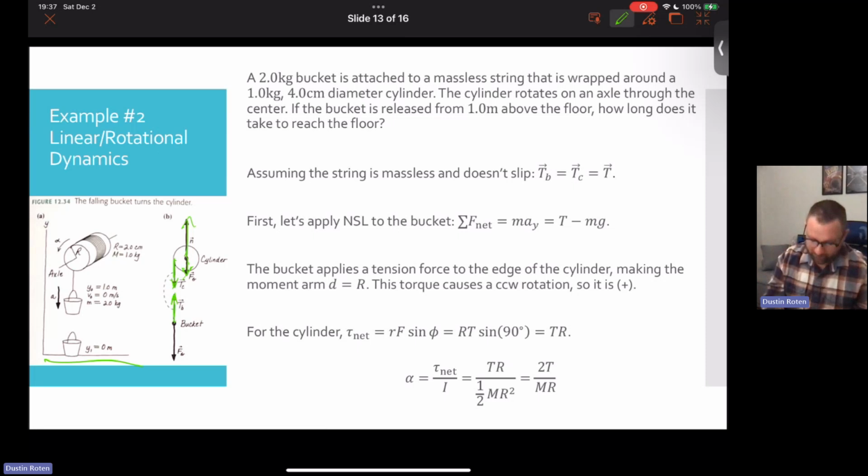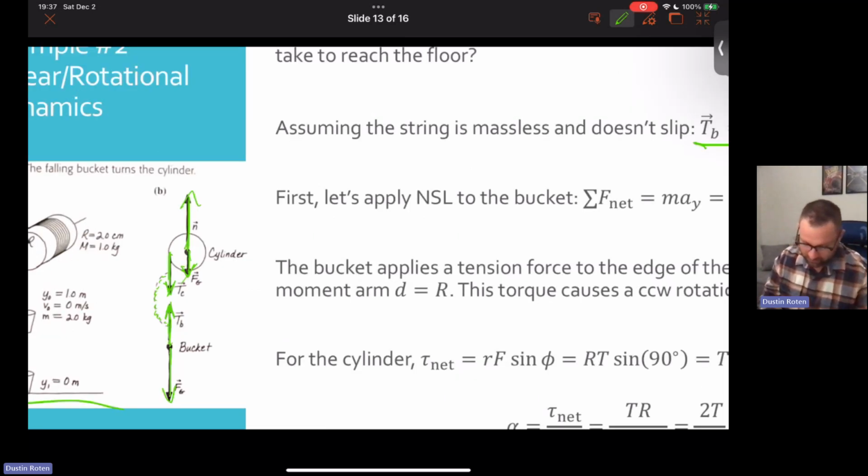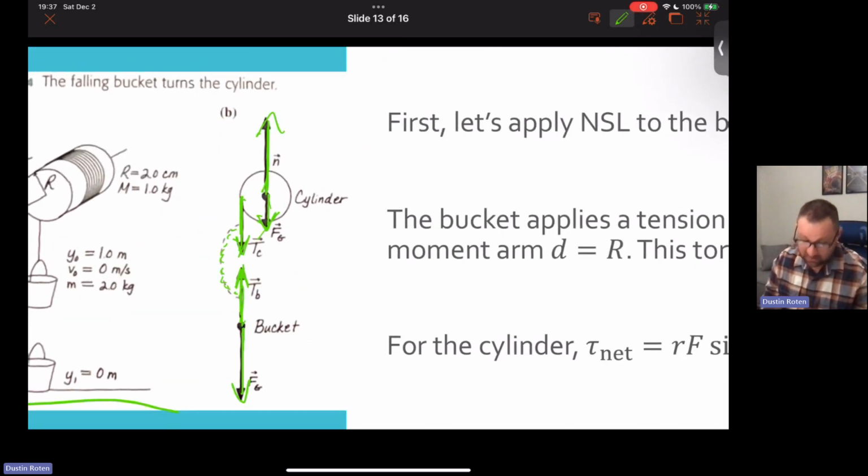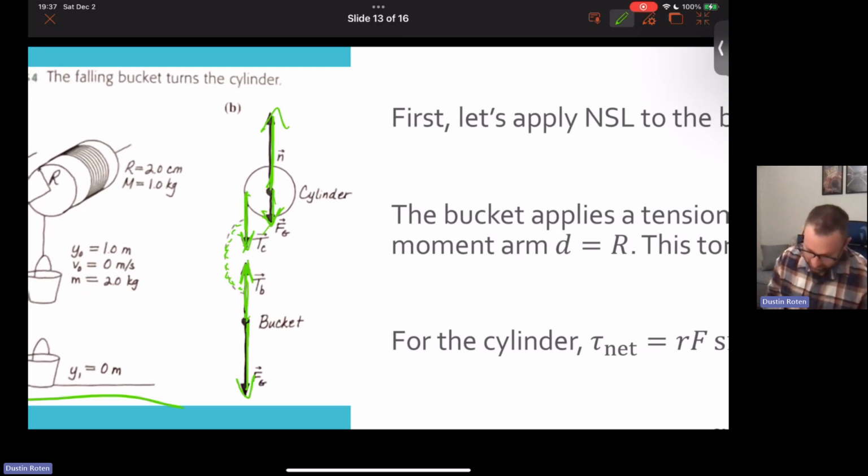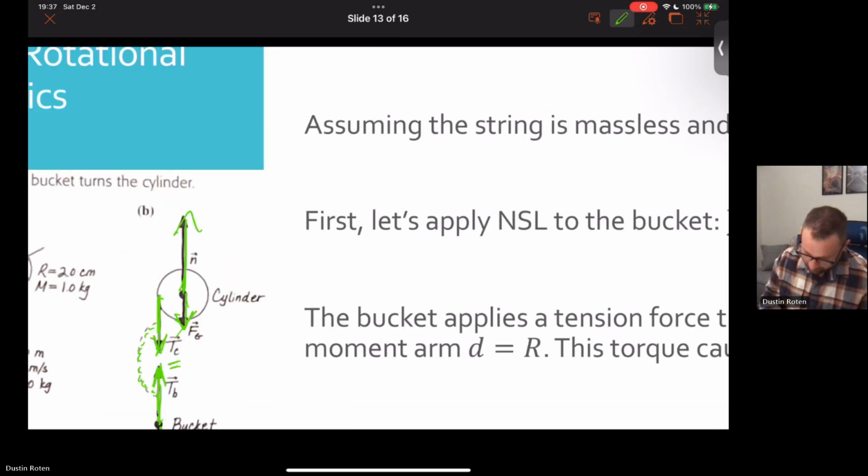We've had these problems before where two different parts of the tension are connected. Then we also have the force due to gravity pulling down on this bucket. Assuming that the string is massless, which we've done plenty of times, and that it doesn't slip, the tensions we labeled separately, TB and TC, are just going to equal each other.